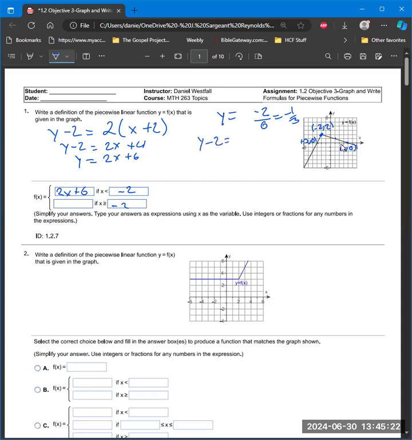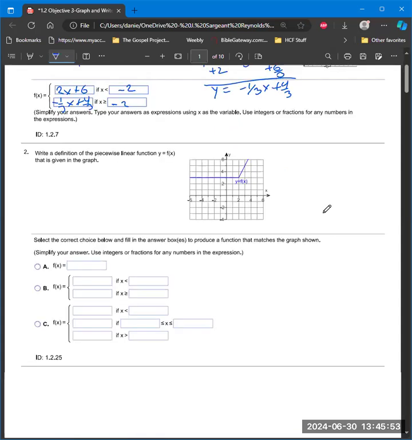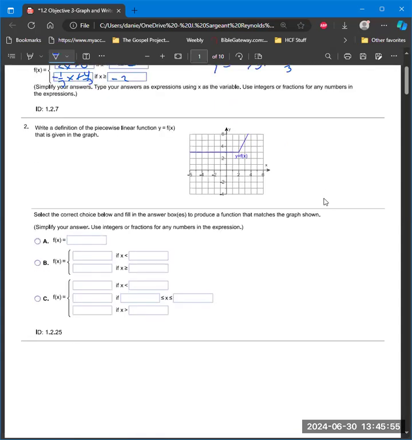Y minus 2 equals -1/3 times x plus 2 using that point again. Y minus 2 equals -1/3 x minus 2/3. Add 2 to both sides. We're going to be adding 6/3 as y equals -1/3 x plus 4/3. And there we go. This next one here, we have two pieces for the graph.